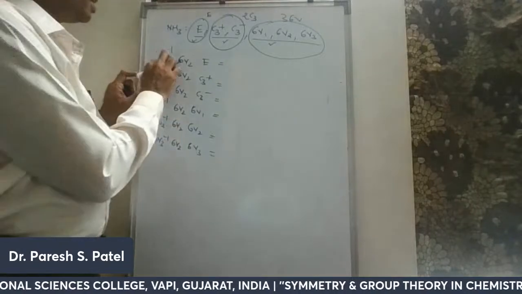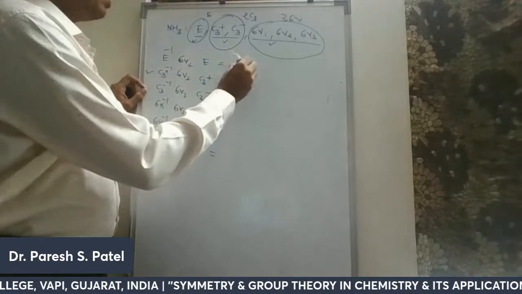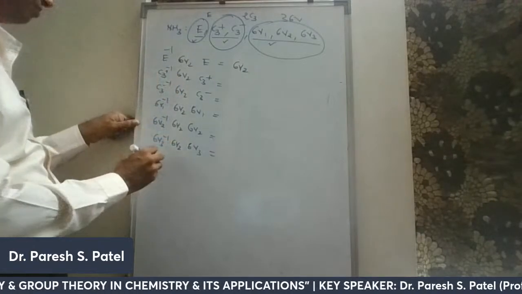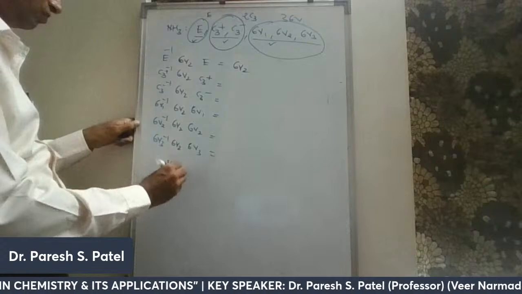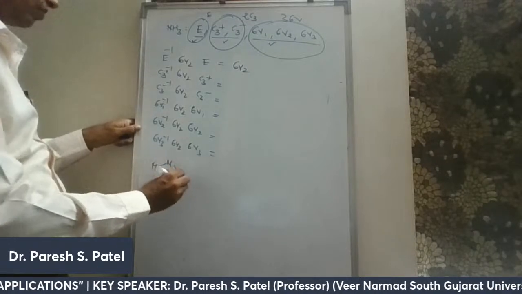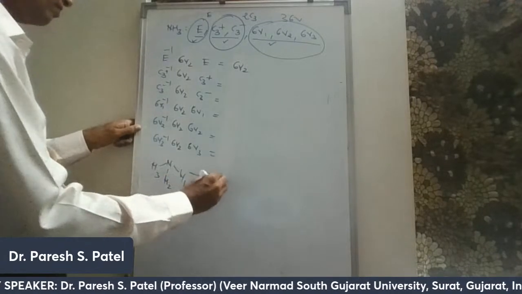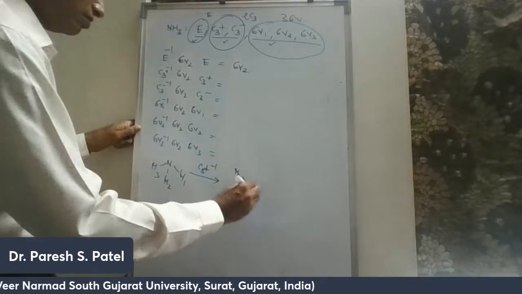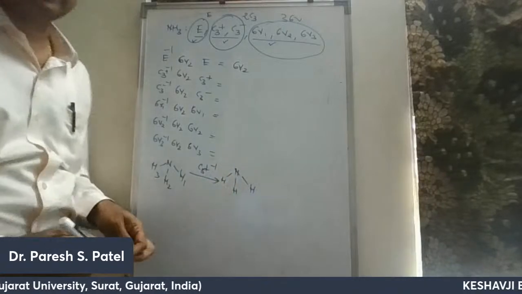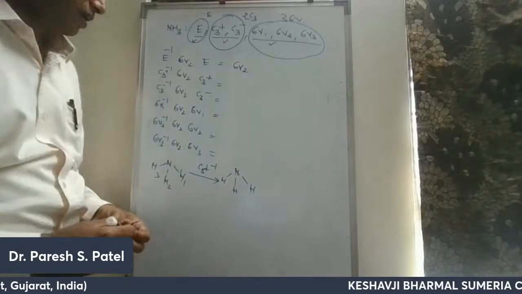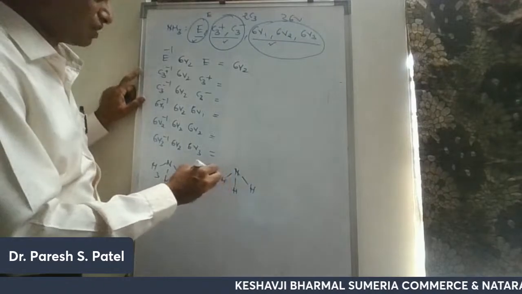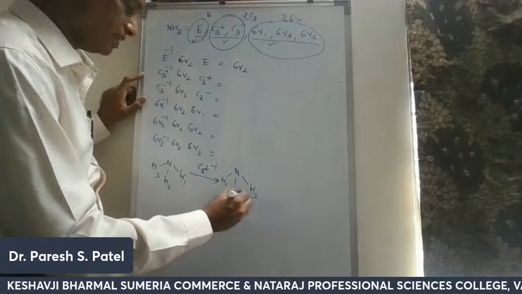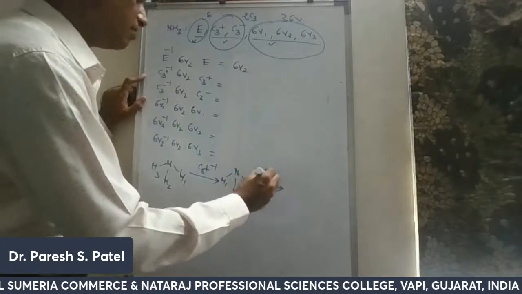In case of sigma V2, E inverse sigma V2 E sigma V2. Now in case of C3 plus inverse sigma V2, 1, 2, and 3, C3 plus inverse. Dear students, C3 plus means one time clockwise rotation, and its inverse means one time anti-clockwise rotation. 1, 2, and 3. Again sigma V2.